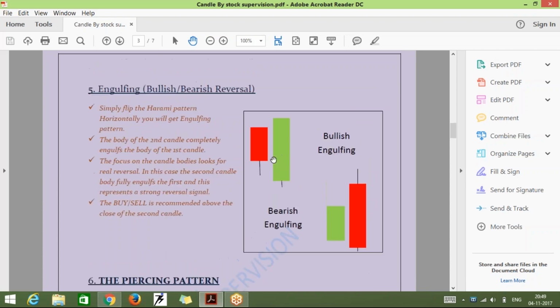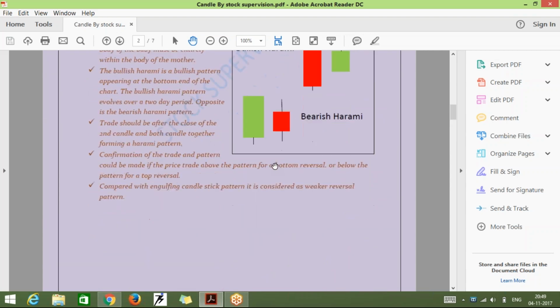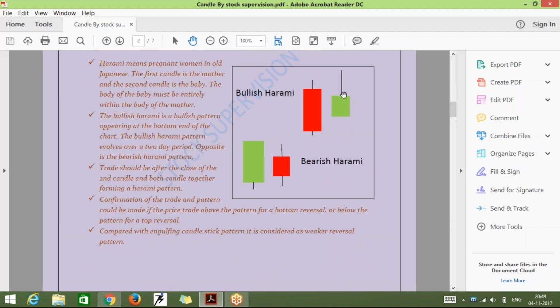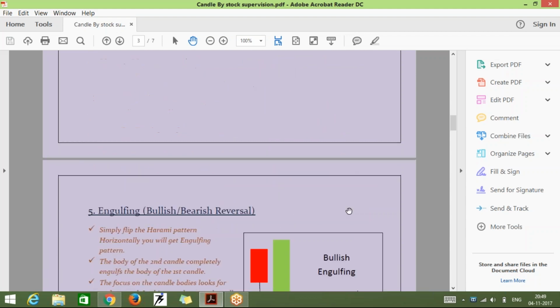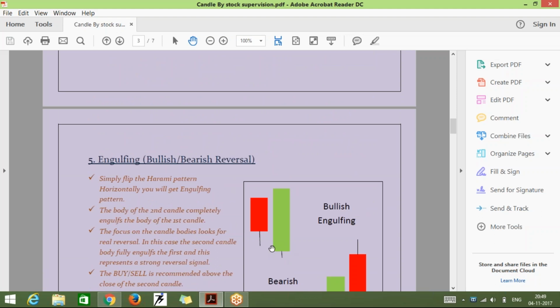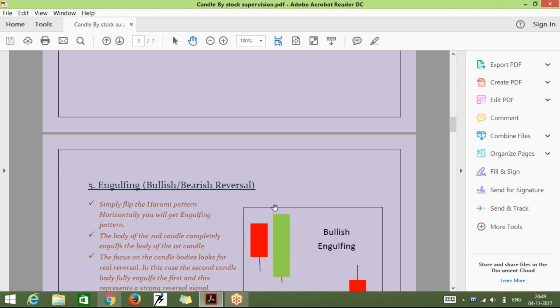In the harami pattern, you saw that the smaller candle, the smaller body, was giving the reversal signal. But in this case, the reversal signal is given by the larger body. Therefore, you can see from the picture itself why it's said that the engulfing pattern is more powerful than the harami pattern. The body of the second candle completely engulfs the first candle.